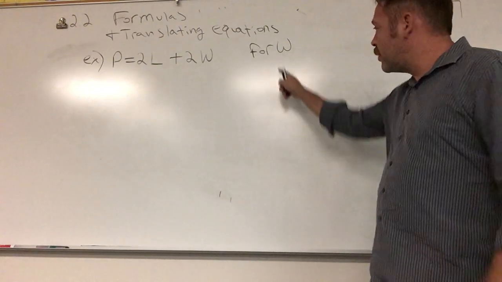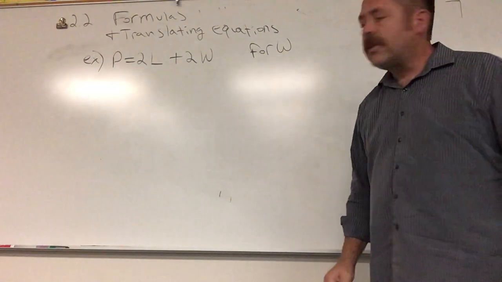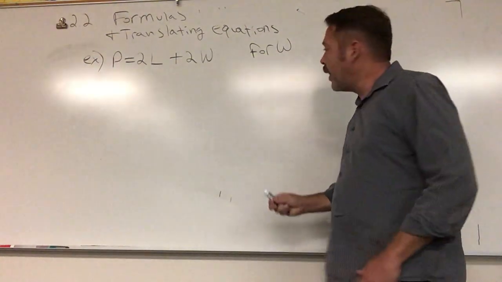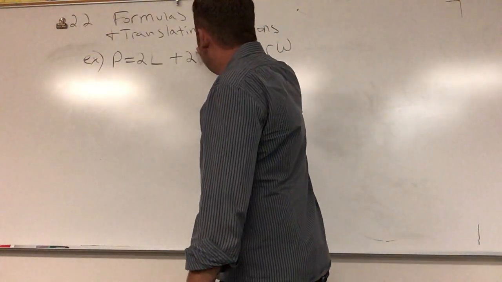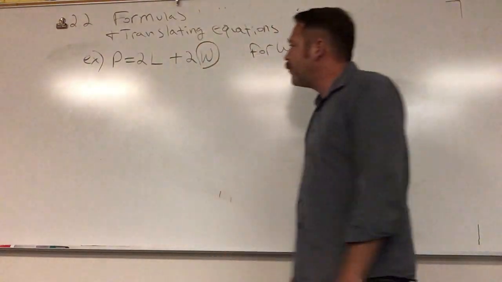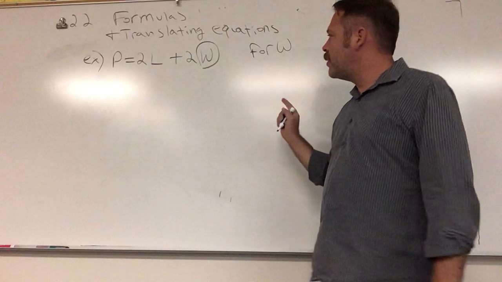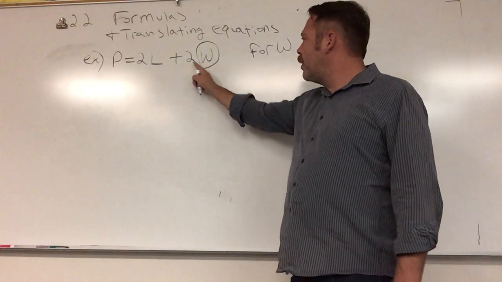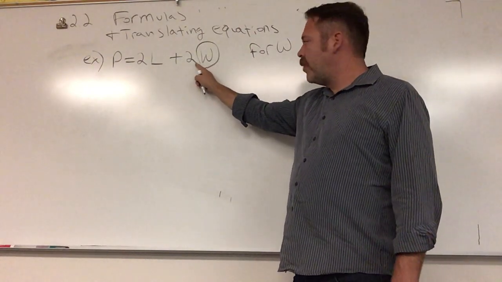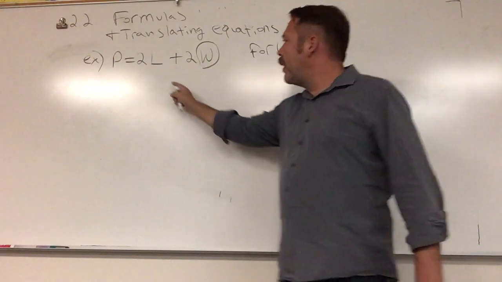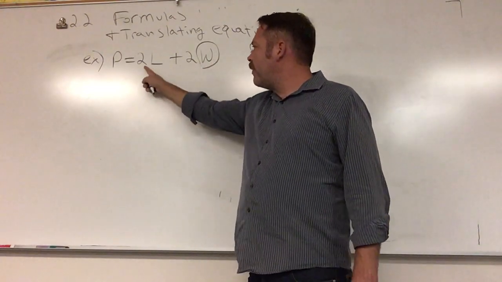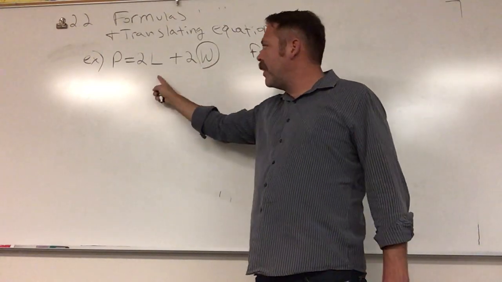So sometimes it says to solve for W, right? It helps to circle the variable that you want to solve for. And we can look and analyze and see what is being done to that variable. Here it looks like it's being multiplied by 2, and we're adding 2L to it. So we've got to get rid of all of that stuff here.